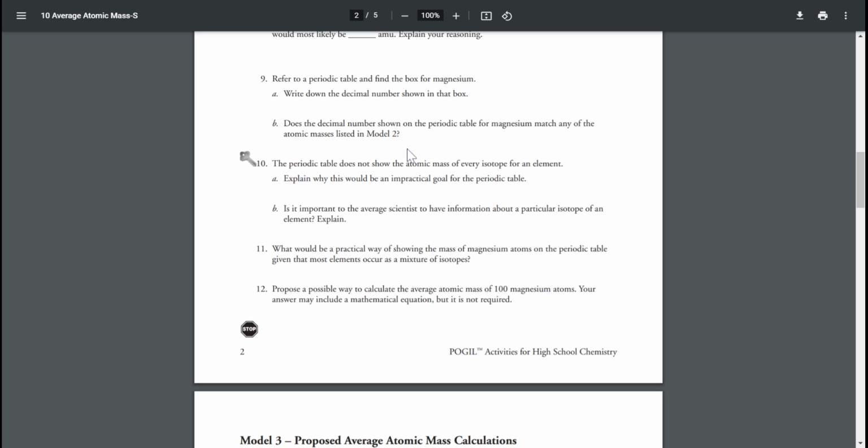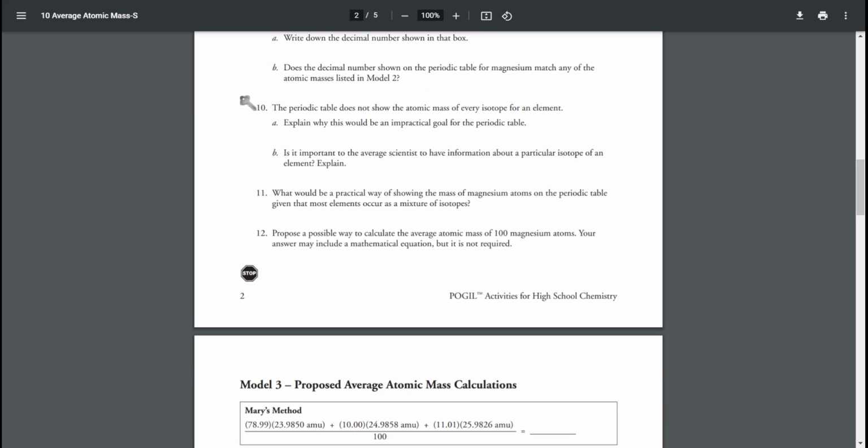Does the decimal number shown in the periodic table for magnesium match any of the atomic masses listed in Model 2, etc.? These are the things that you can just research and find. And so the periodic table does not show the atomic mass of every isotope for an element. So explain why this would be impractical.